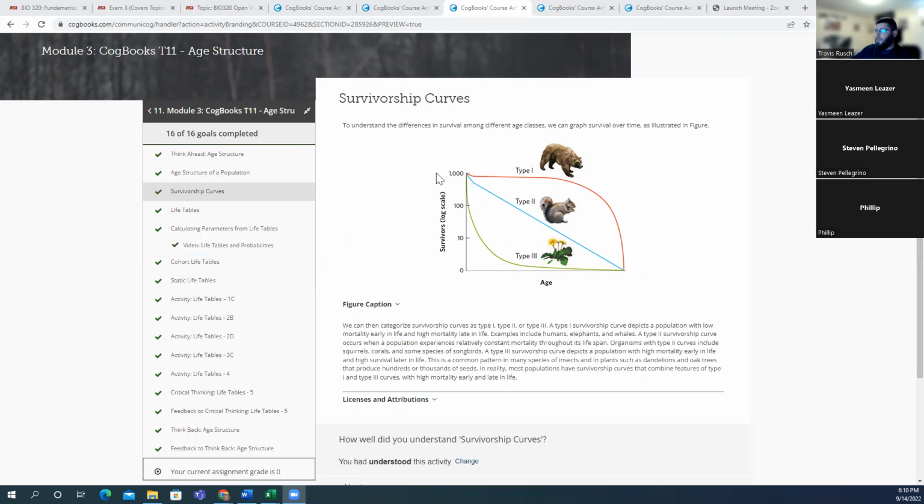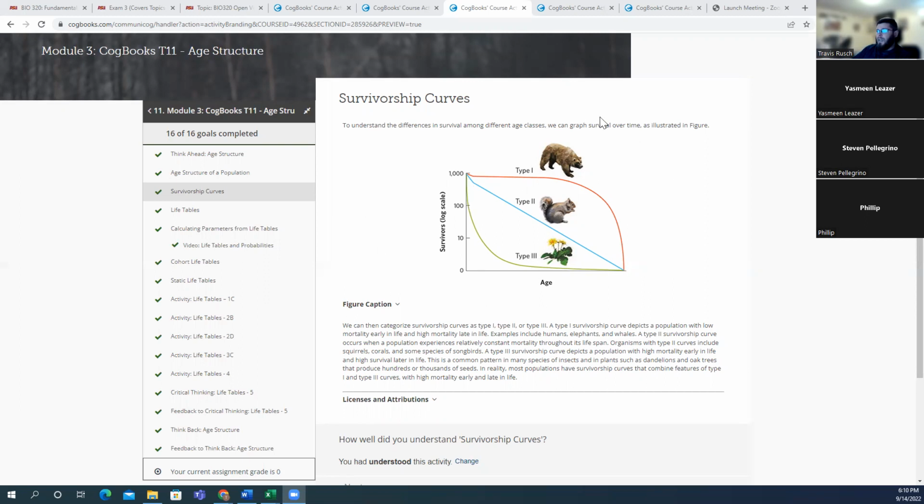And a type 2 is pretty stable, right? They have a pretty constant rate of survivorship, but it decreases as they age. And then in a type 3, you're going to have a high probability of death or low survivorship that levels off as they age. So a lot of young will die rapidly in a type 3, but the ones that survive will make it to a fairly high age.